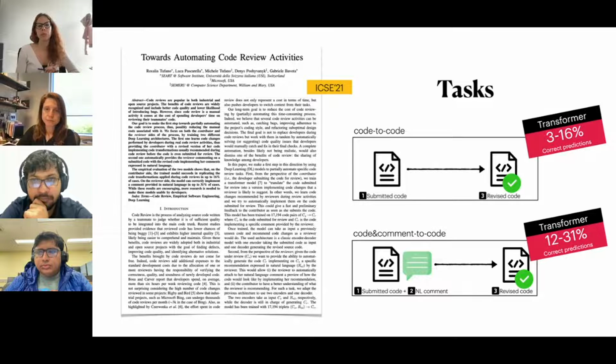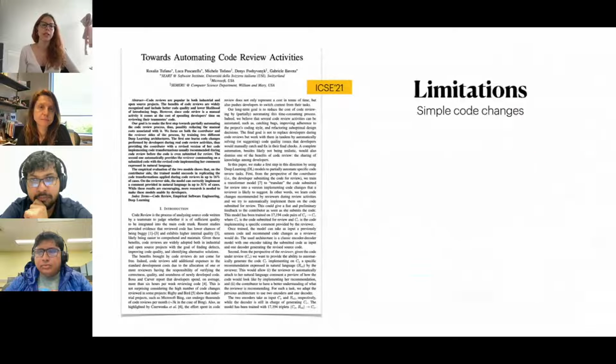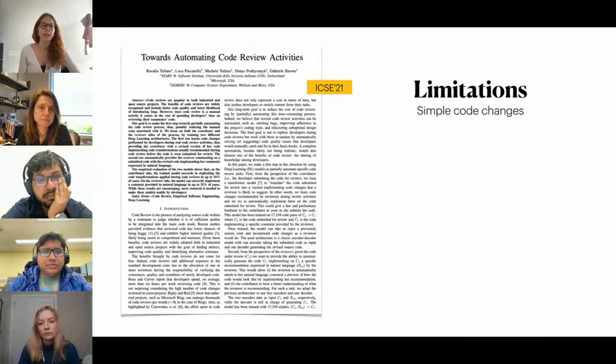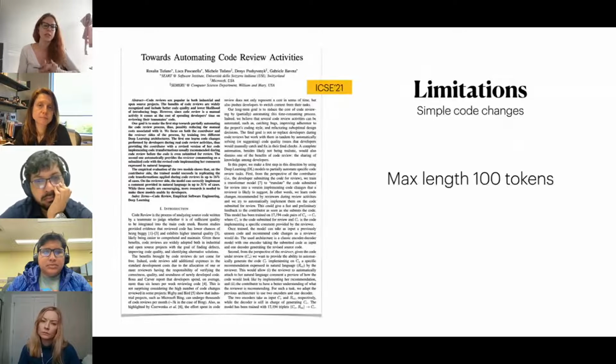Now, these results were promising, but our approach had some limitations, in particular in the dataset, which was not really representative of a real scenario. This was due to the fact that, to simplify the learning, we applied some filters that had a considerable impact on the dataset. One was the filter on the length of the method, which we set at 100 tokens.